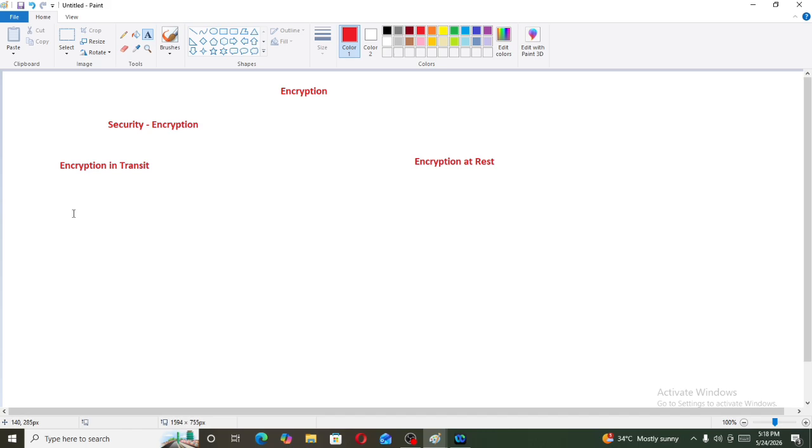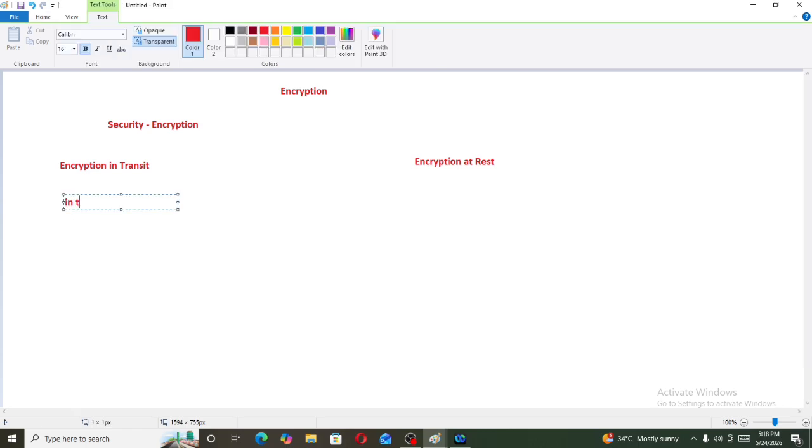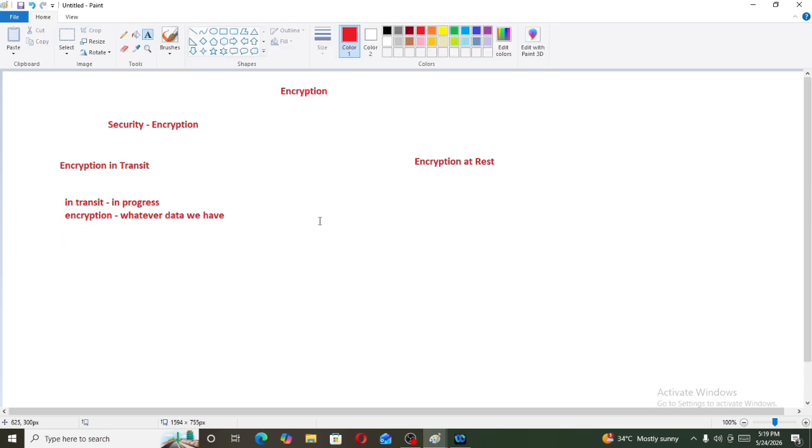In transit means in progress. Now, what does encryption mean? Whatever data we have can either be traveling or resting. If it is traveling, it means encryption in transit. If data is resting, it means encryption at rest.